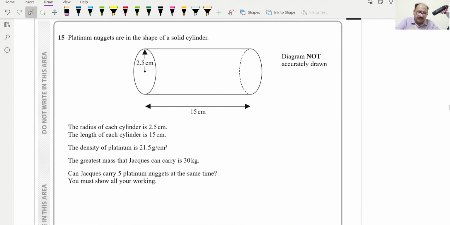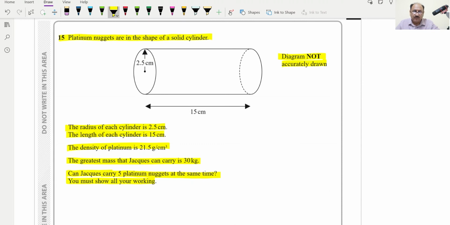Now question number 15. Question number 15 says platinum nuggets are in the shape of a solid cylinder. The diagram is not accurately drawn. The radius of each cylinder is 2.5. The length of each cylinder is 15 centimeters, and the density of platinum is 21.5 grams per centimeter cubed. The greatest mass that Jacques can carry is 30 kg. Can Jacques carry 5 platinum nuggets at the same time? You must show all your working.